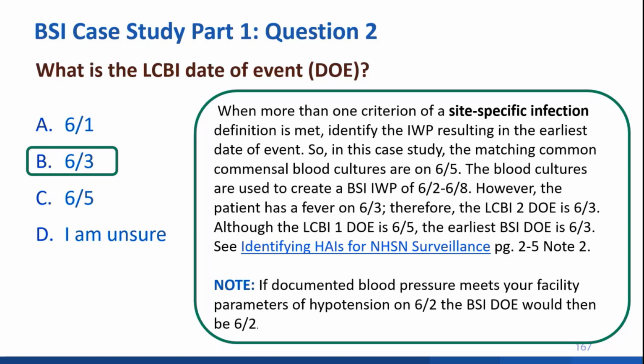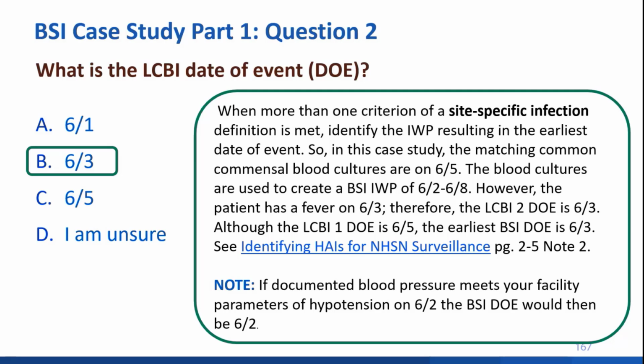But I threw this in here to review something from chapter 2. When more than one criterion of a site-specific infection, in this case BSI definition, is met, you're going to identify the IWP resulting in the earliest date of event. So for this case study, the matching common commensal blood cultures are drawn on 6-5, which starts a bloodstream infection IWP of 6-2 to 6-8.